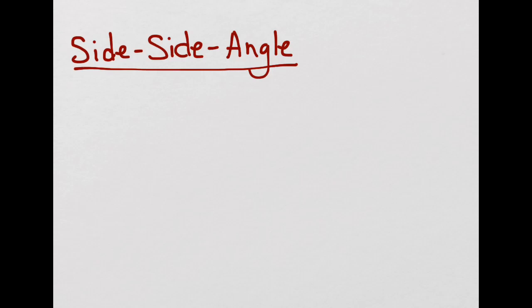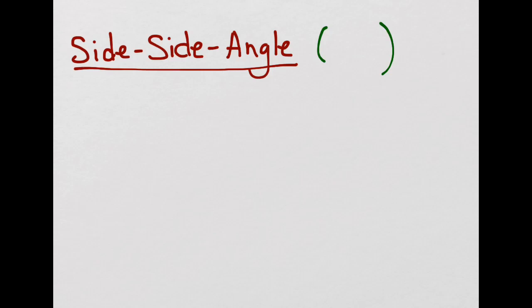I like to remember that this one isn't a real theorem because if we were to write out the abbreviation SSA, it would spell a bad word backwards. So that is not an actual theorem. It doesn't work. Let me see if I can show you why.